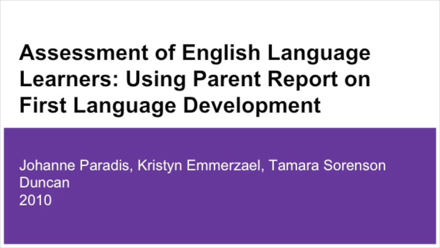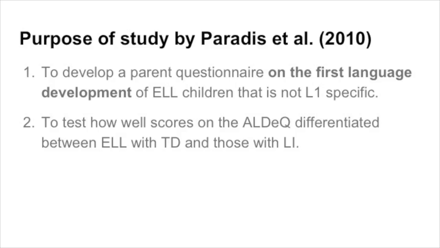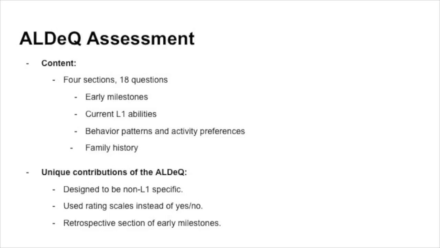So, Paradis and colleagues ran a study on assessing one of the parent reports that they developed. They wanted to develop an assessment for children who are English language learners that is not specific to one primary language. They focused on the development of first language because if a language impairment is present, it will be evident in both languages. Paradis and colleagues believe that information on a child's primary language ability, in addition to secondary language or English ability, will be helpful in understanding the full scope of a child's language abilities.